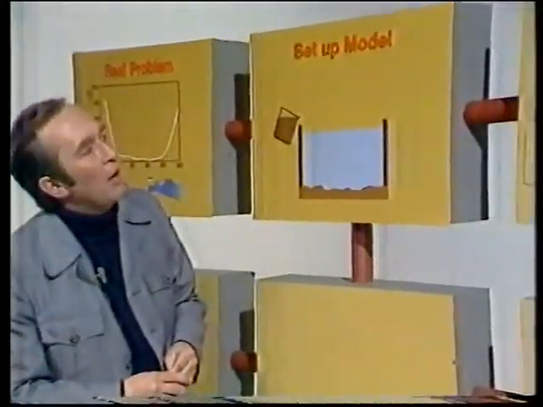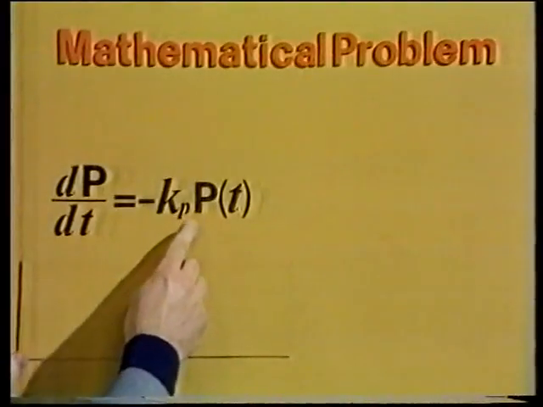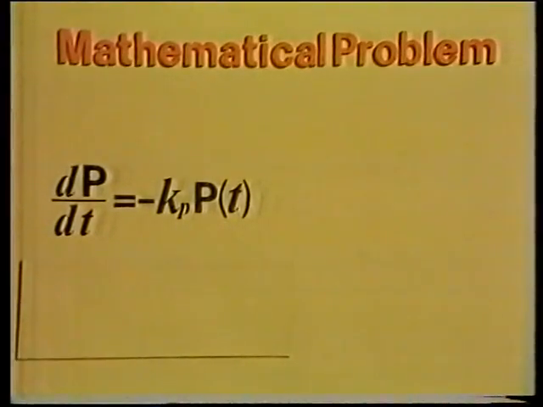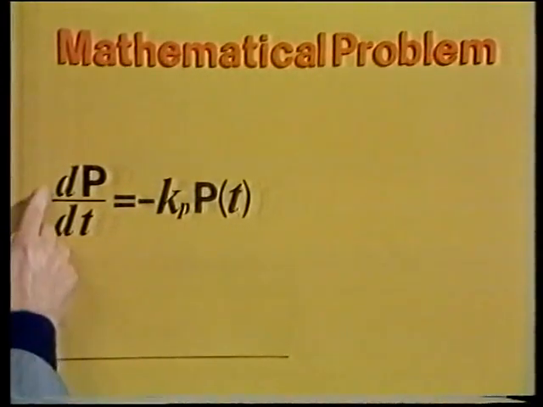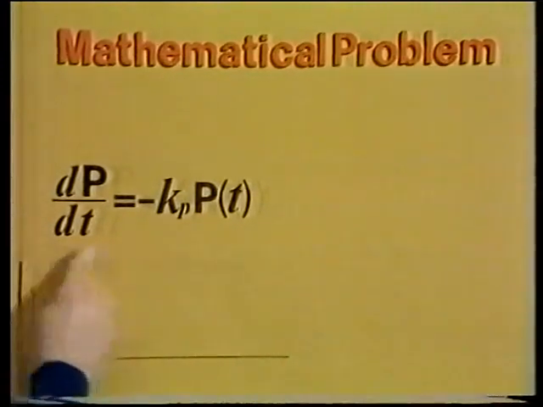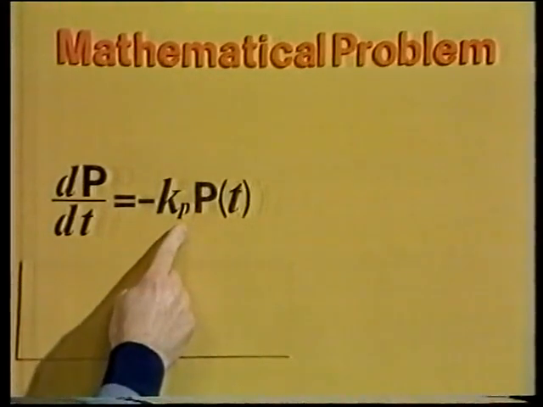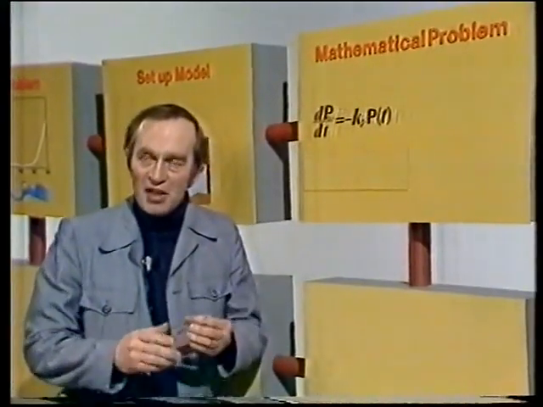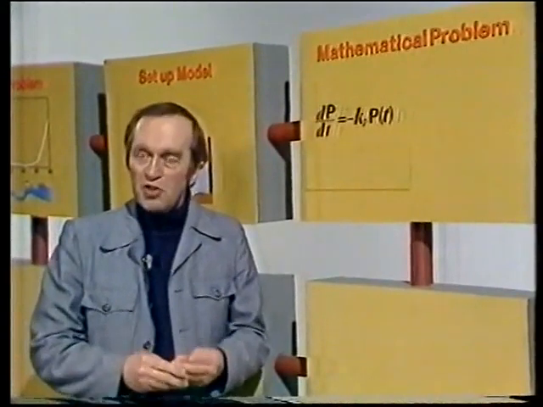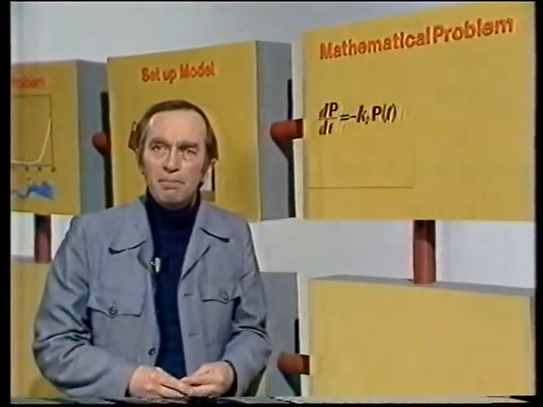Well, here's the first equation, which relates the amount of pollutant at time t by a differential equation which says that the rate of change of the amount of pollutant is proportional to the amount of pollutant, this kp being just a constant. And it's a decrease, hence the minus sign. It's a differential equation that you might recognize because it has exactly the same form as the differential equation we used in that program about drugs, the drug theophylline.